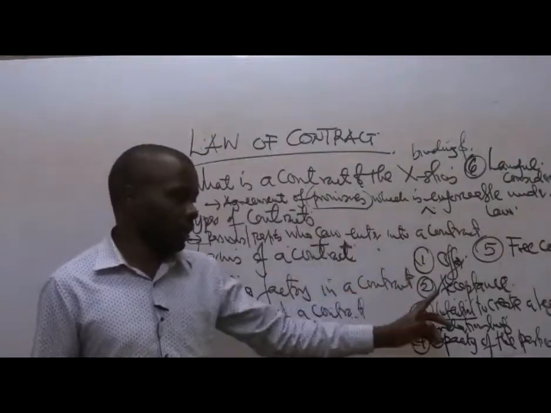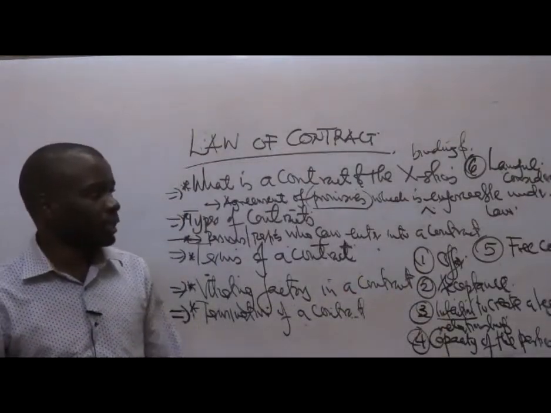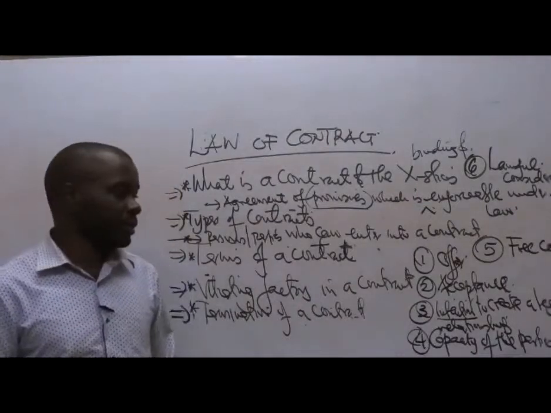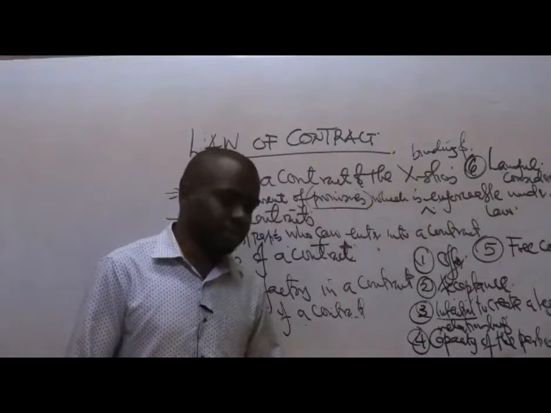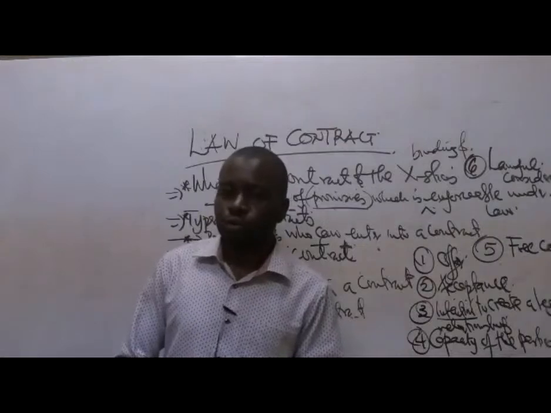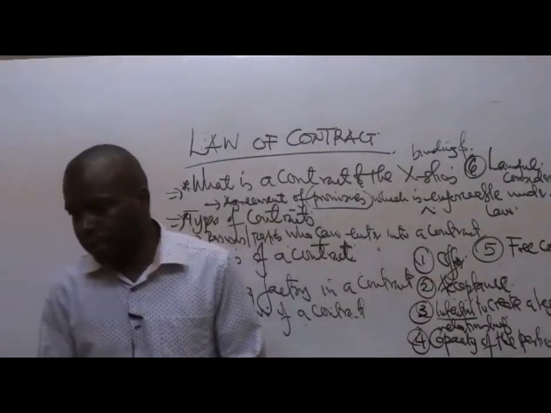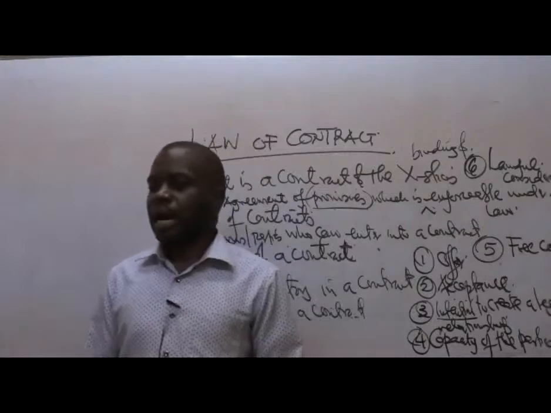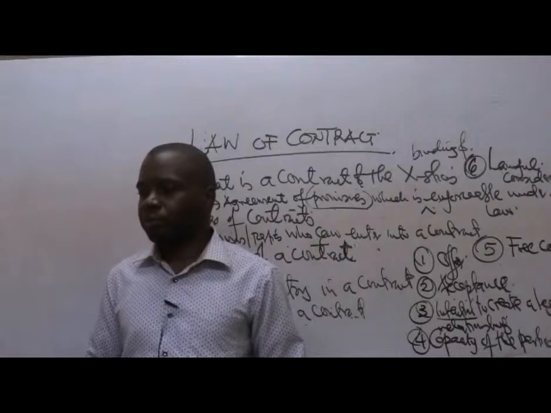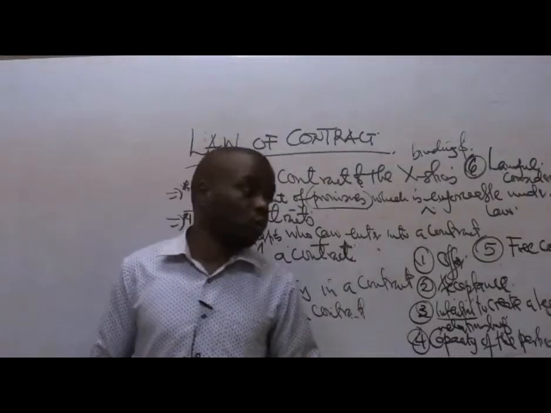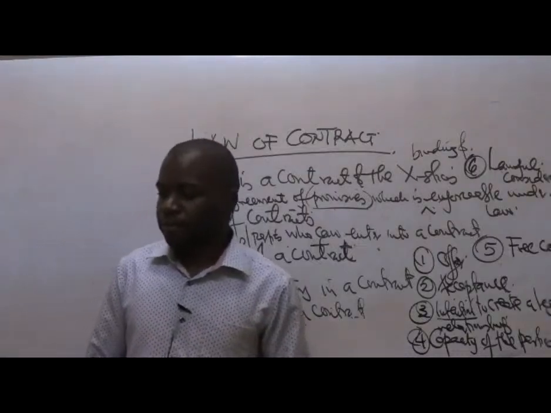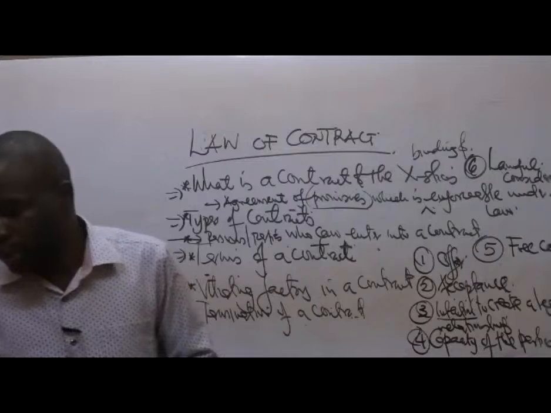There must be an offer and an acceptance. I think I've already explained that one. So those are the key essential elements that should be present before any form of agreement can be concluded as being a contract. We can take a 1-minute break before we continue with the types of contracts that we can have.